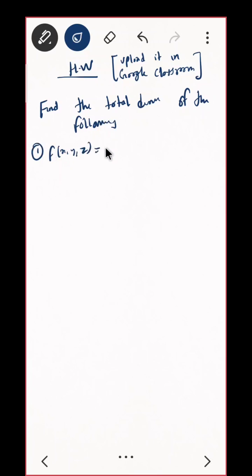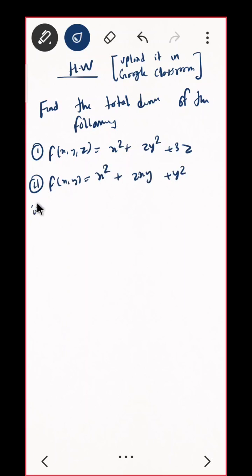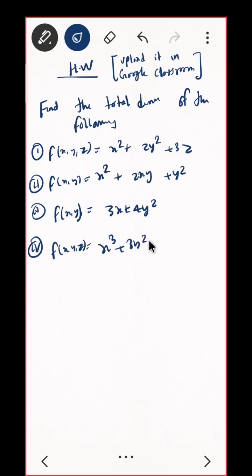The first one is of the same. Find the total derivative of the following. The first one, say f of x y z equal to x square plus 2y square plus 3z. Second one, say f of x y equal to x square plus 2xy plus y square. Third one, say f of x y equal to 3x plus 4y square. Fourth one, f of x y z equal to x cube plus 3y square plus 4z square.